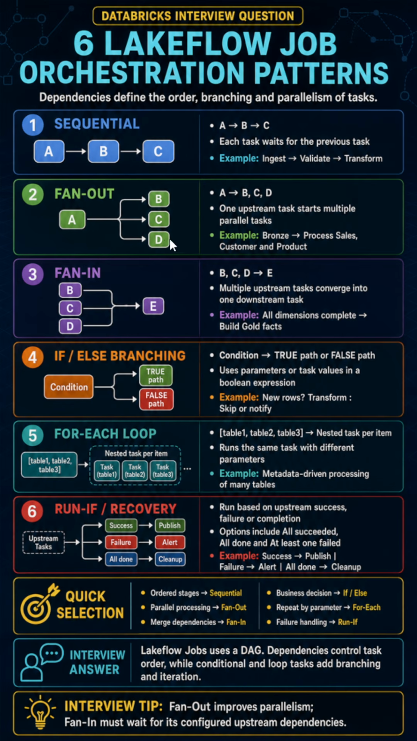Fan out pattern is where you have one upstream task, and depending on that upstream task, you are running multiple parallel tasks. For example, you have one upstream and you are sending it to different locations or different consumers. That could be a fan out pattern.